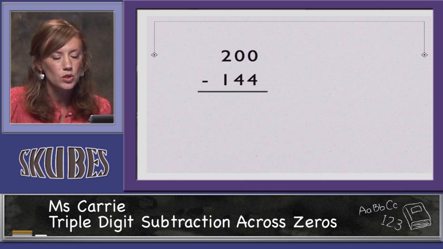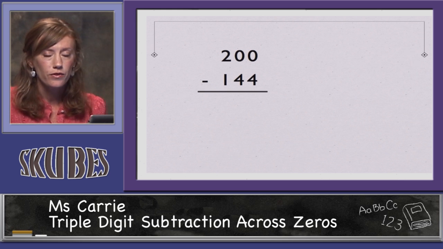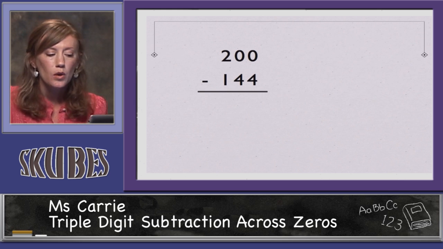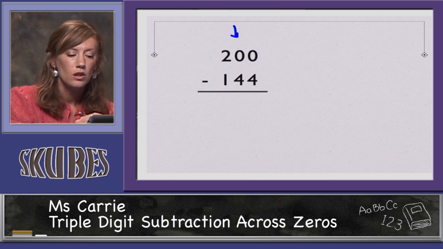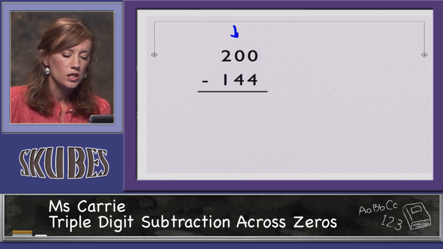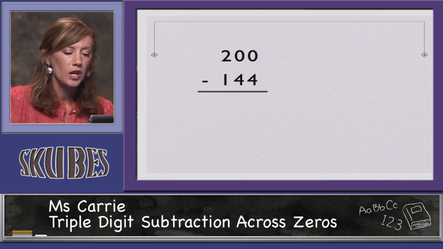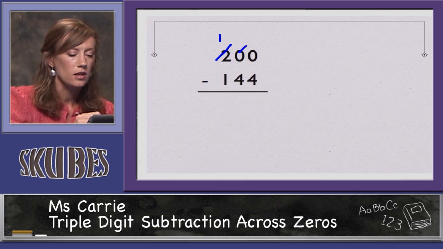Here we have 200 minus 144. When we look in the ones place, we know we cannot subtract 4 from 0 because it's bigger. When we go next door, in this column here in the middle, we still can't do that either because 0 is less than 4. So what we need to do is go to the hundreds place. So I'm going to make my 2 a 1. And our 0 here becomes a 10.